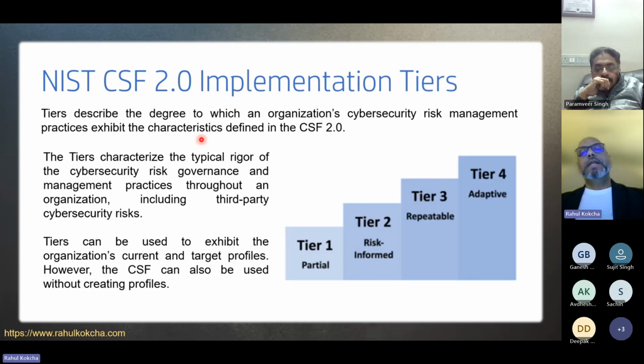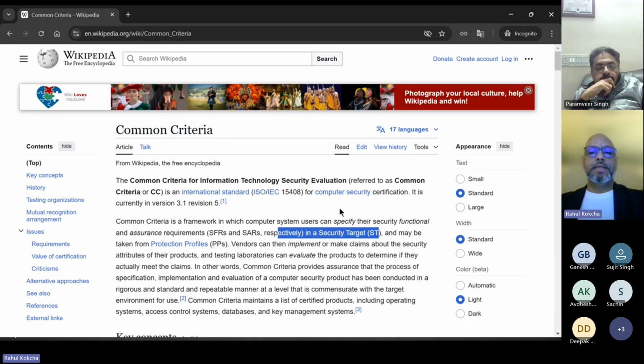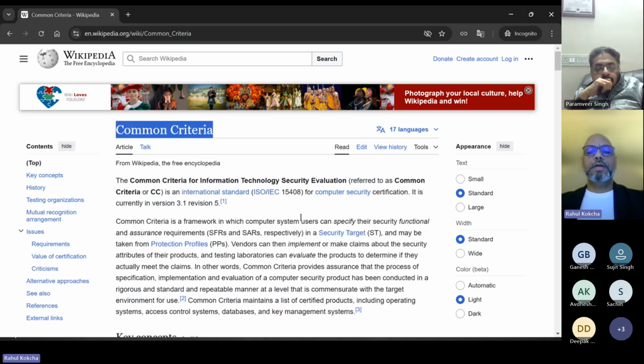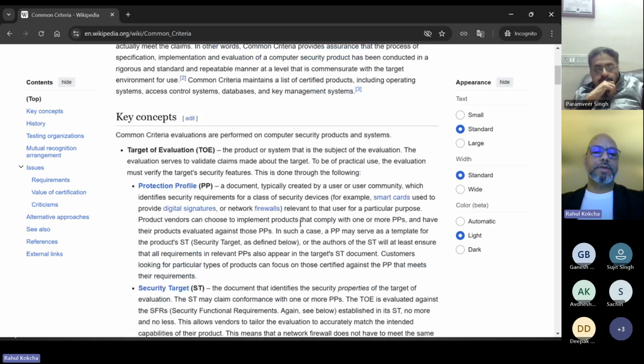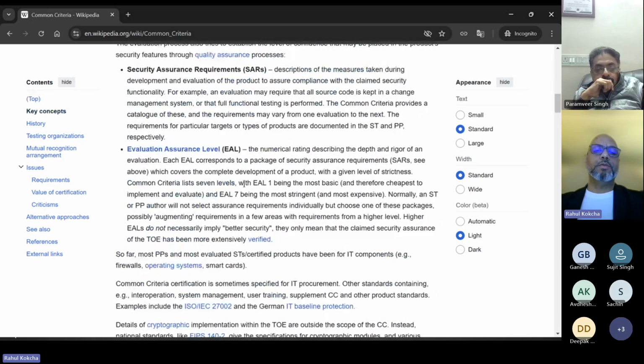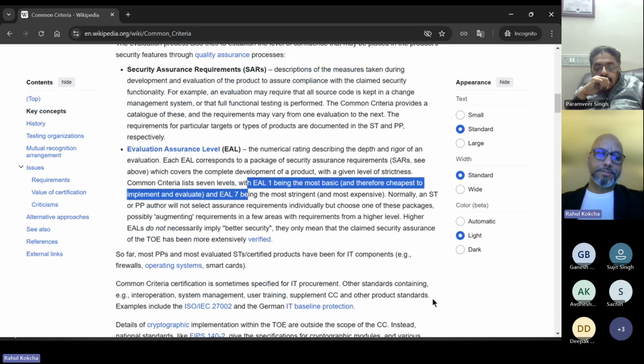Then coming to the implementation tiers. If we talk about the same example of the Common Criteria, here they say that when they go for the evaluation, your ratings can go from EAL1 to EAL7. Fine. So these are the ratings you can go through, meaning your product can be certified at these seven levels. EAL1 is most basic, meaning the requirements are just met. And 7 means the more mature product.